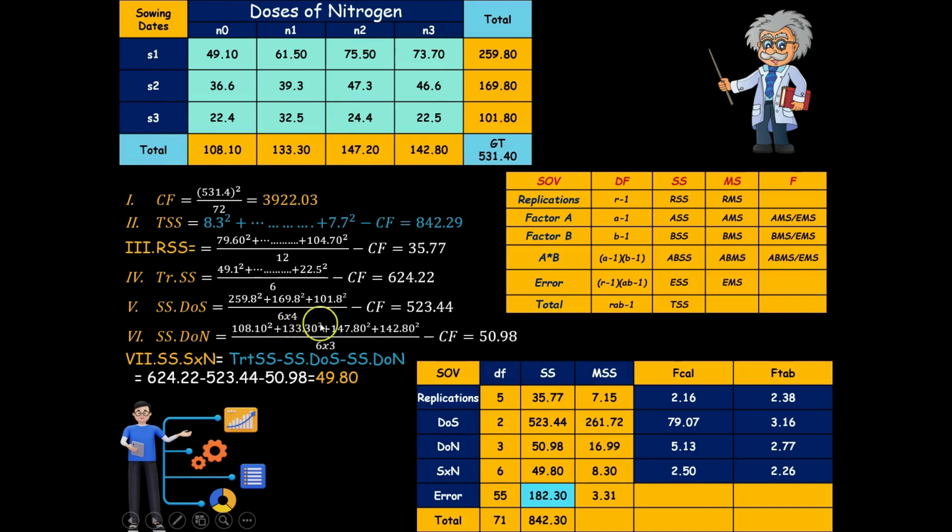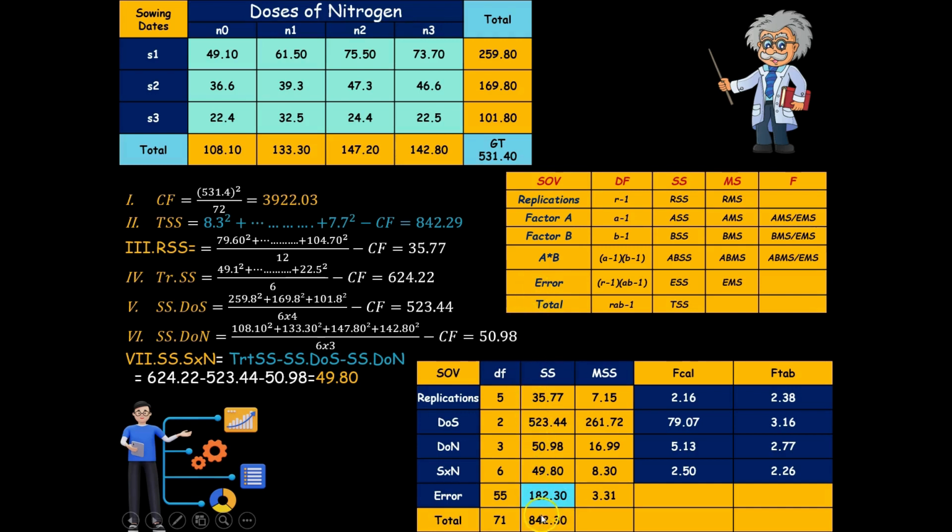So this is the rule we always follow while calculating the sum of squares of a particular factor manually. Now the interaction sum of squares is very simple: deduct from the treatment sum of squares the sum of squares of one factor and the sum of squares of the other factor, so that is 49. So we have the sums of squares, and we will put all of them in the respective column of sum of squares. And error is very simple to get: deduct from the total sum of squares the interaction sum of squares, the sum of squares due to nitrogen, the sum of squares due to date of sowing, and the sum of squares due to replication, and we get 182.30. This is very simple to calculate.